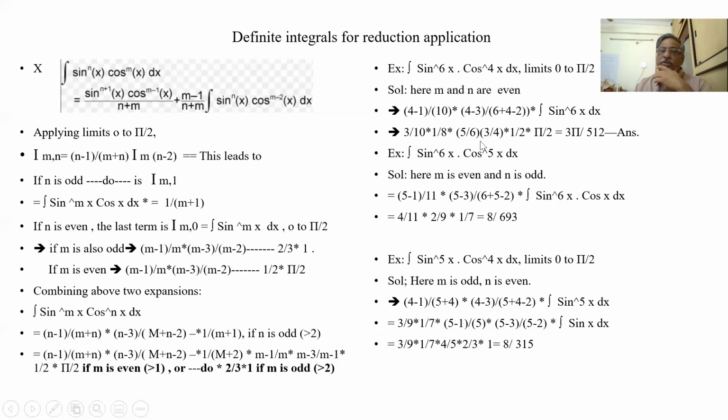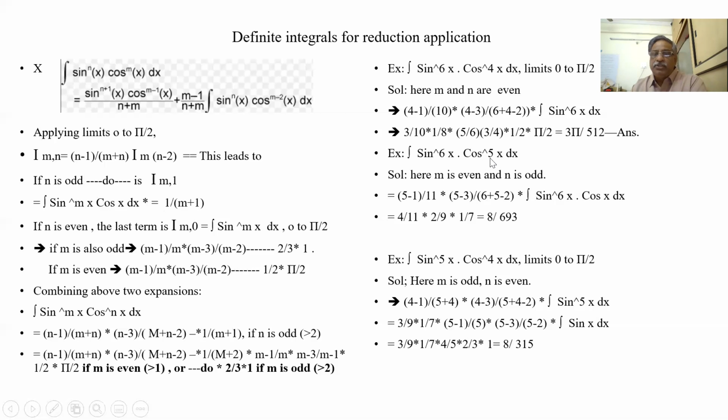So this is a continuation. First cos x is reduced, then sine to the power is reduced. So I have multiplied, 3 pi by 512. Now here you see, sine is even, cos is odd. When cos is odd, let us proceed. I will not get like this. If cos is odd, this becomes 0. If this becomes cos x, 1 by 1 plus 1 will come.